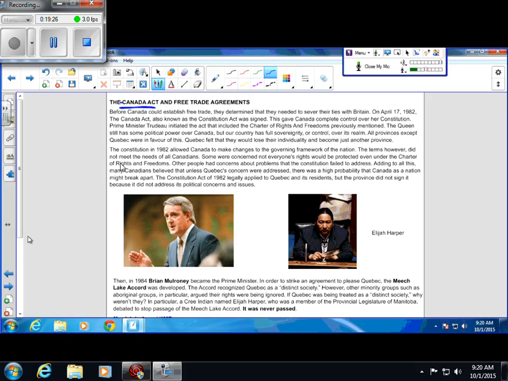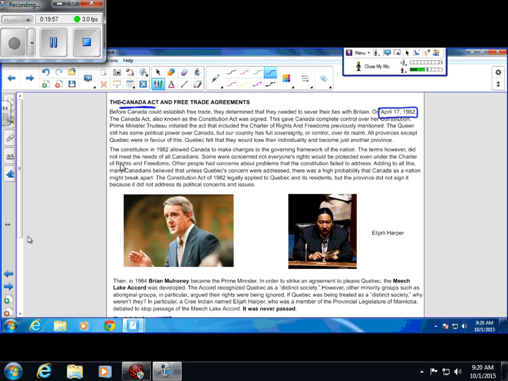The Canada Act was signed on April 17th, 1982. Okay, this is when this act was signed. I'm going to underline that, and I'm going to put it in a little box, because you'll need to remember that date for one of your questions for your next assignment. So the Canada Act was signed on April 17, 1982.